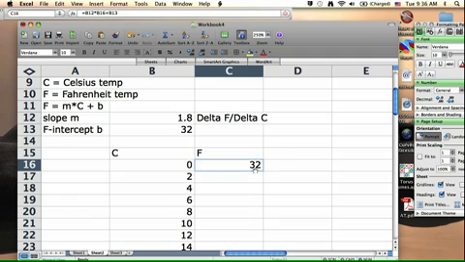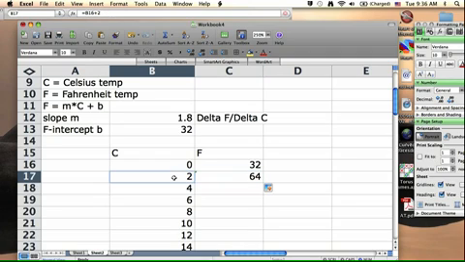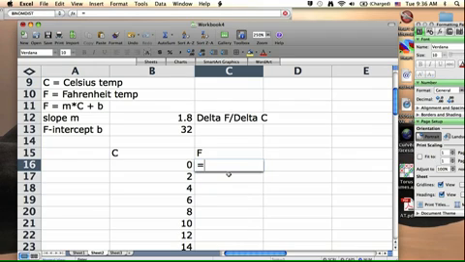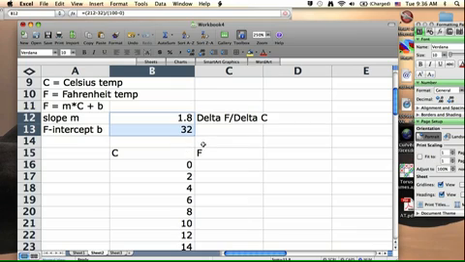However, it does not give the correct answer if I continue downward. 64 degrees Fahrenheit is not the same as 2 degrees Celsius. So, how do I fix that? What's the problem? The problem is that Excel's very feature of updating the cell references as you click and drag downward is hindering us here because these numbers are not staying the same as you go downward.